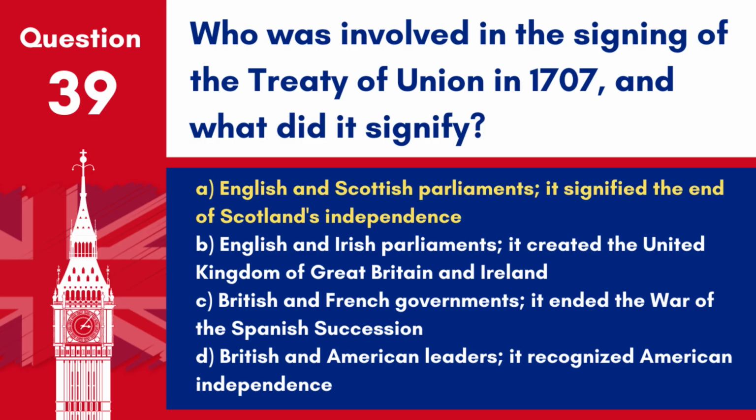Answer: A. English and Scottish Parliaments. It signified the end of Scotland's independence. The Treaty of Union in 1707 between the English and Scottish Parliaments marked the formal union of England and Scotland into the United Kingdom of Great Britain.